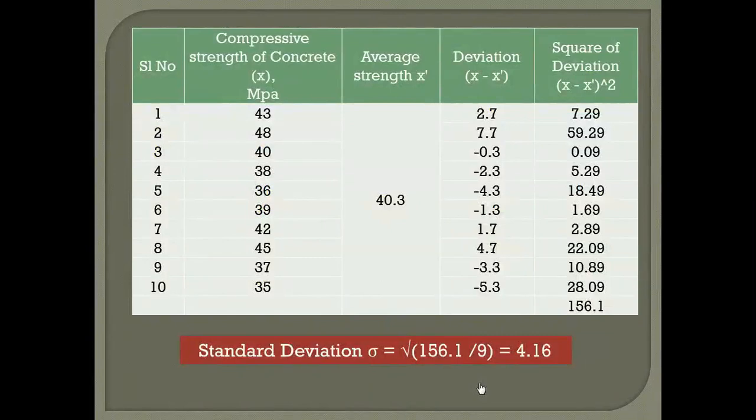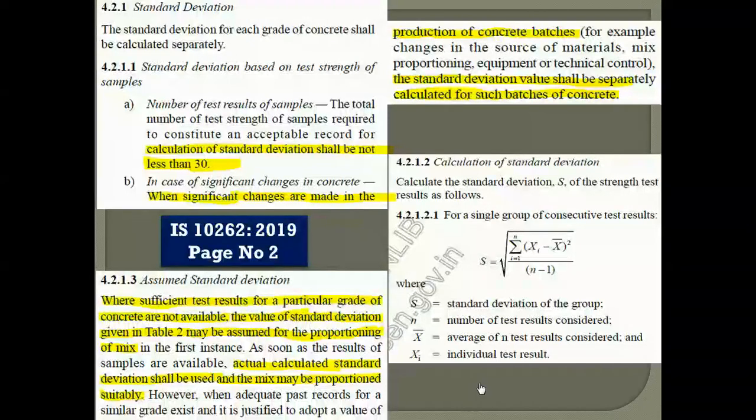10 samples having a strength of 43, 48, 40, 38, 36, 39, 42, 45, 37, 35, all in Newton per mm square. By taking the average of that, we'll get 40.3. So they say, if you refer to the minimum IS standards, 4.2.1.1, they say a minimum of 30 samples should be there.